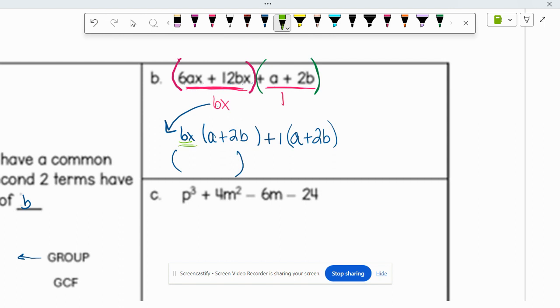GCF plus GCF. What does that look like? 6x plus 1. What does my second binomial look like? What's my twin? A plus 2b.